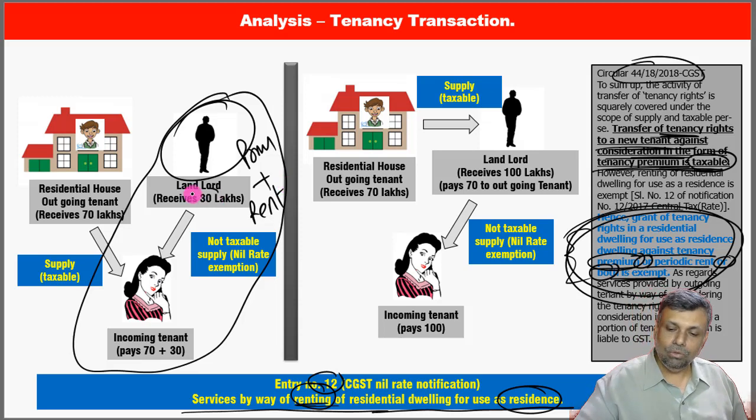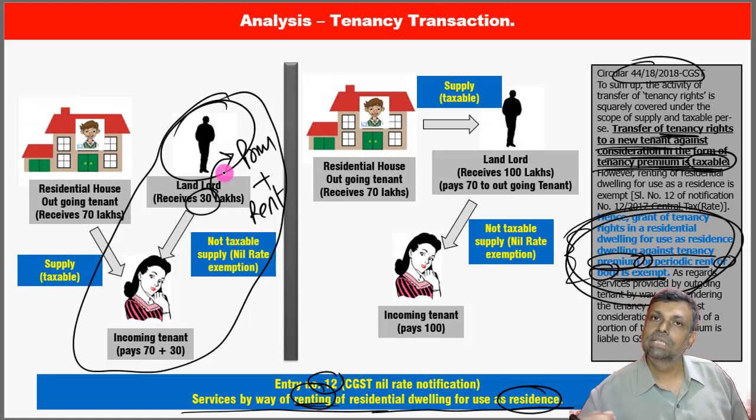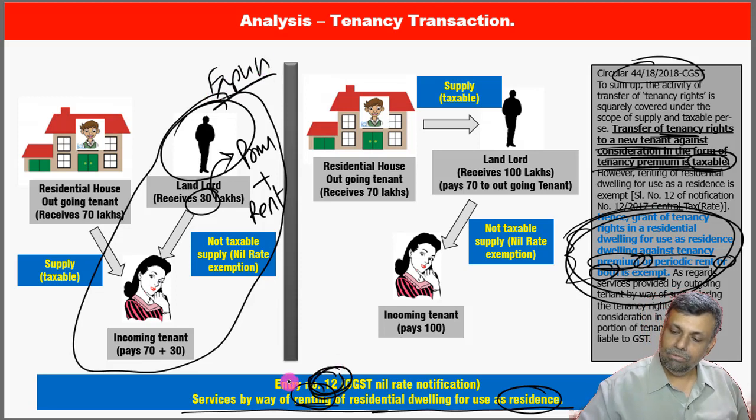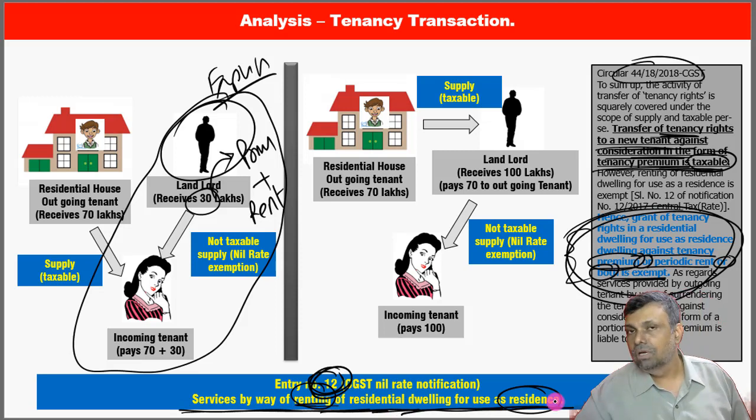So in my example, the 30 lakhs of rupees was in the nature of a premium. And once you become a tenant, thereafter he will charge you a periodic monthly figure, which we call rent. So this whole transaction will be covered by the exemption provision. This is your entry number 12, which says that services by way of renting of a residential dwelling for use as residence are fully eligible for exemption in the CGST notification.